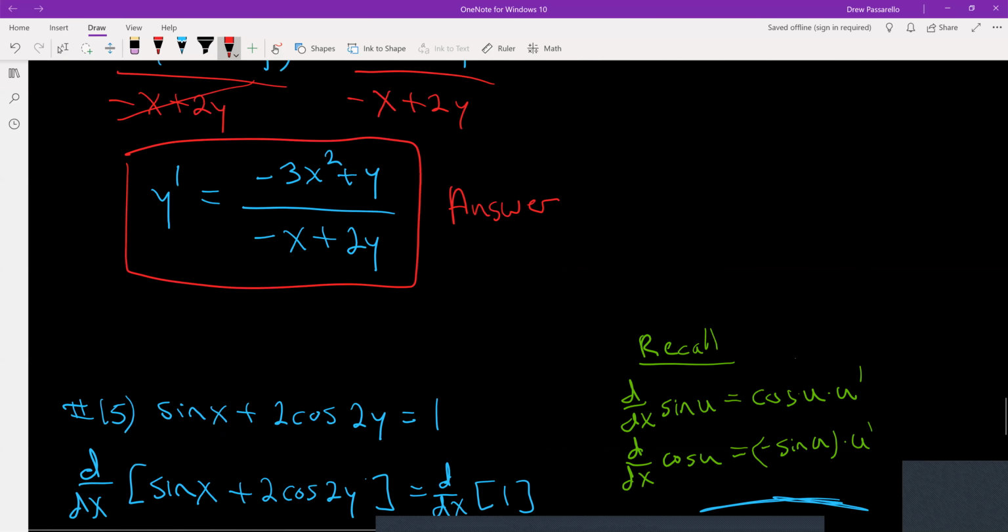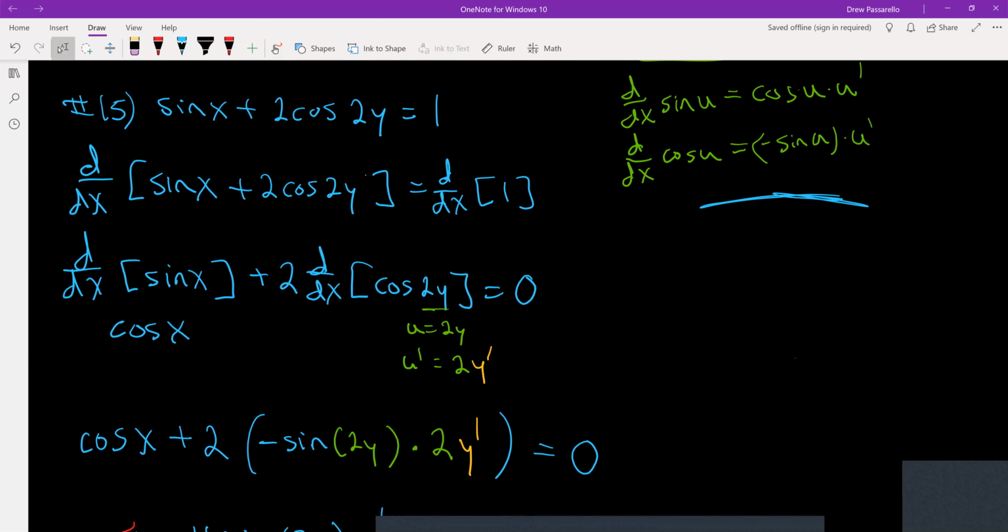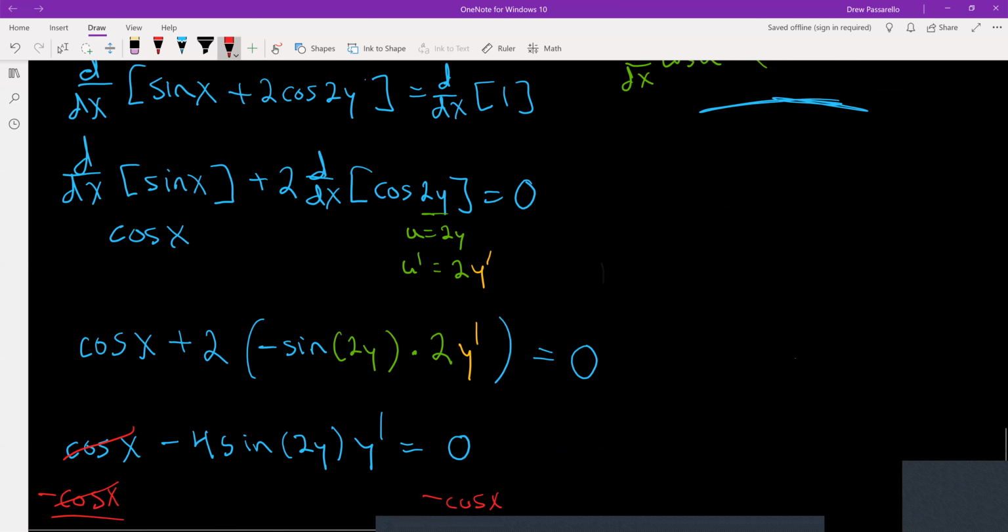Okay, so that one involved a trig function, and again, the first thing is to take the derivative of both sides. When I take the derivative of sine, that's just cosine, a regular derivative. For the 2 cosine 2y, I put the 2 in front of the operator and focused on taking the derivative of cosine of 2y. Since I have a 2y, that 2y itself is acting in place of u. By chain rule, it turns into negative sine of u, which is negative sine of 2y, and then times u prime. Well, u prime is the derivative of 2y, which is 2. But since I'm taking the derivative of y, I put a y prime attached to that. So that's why it has 2y prime.